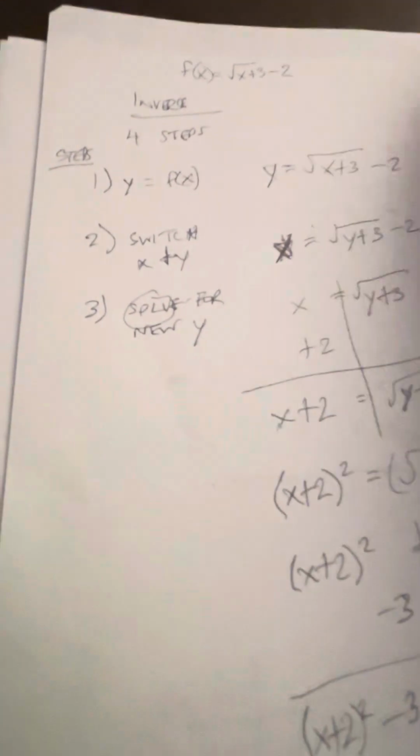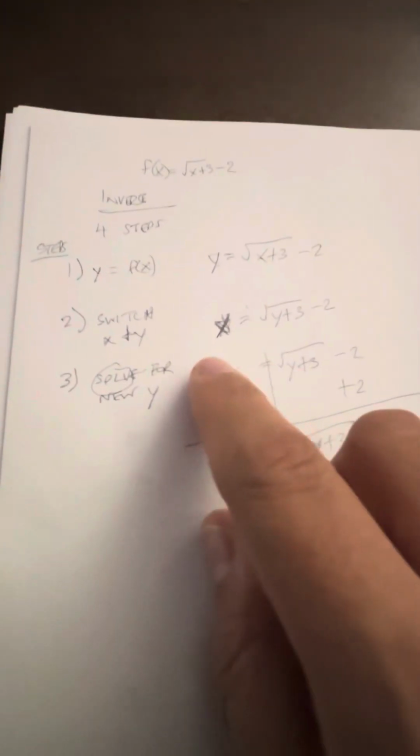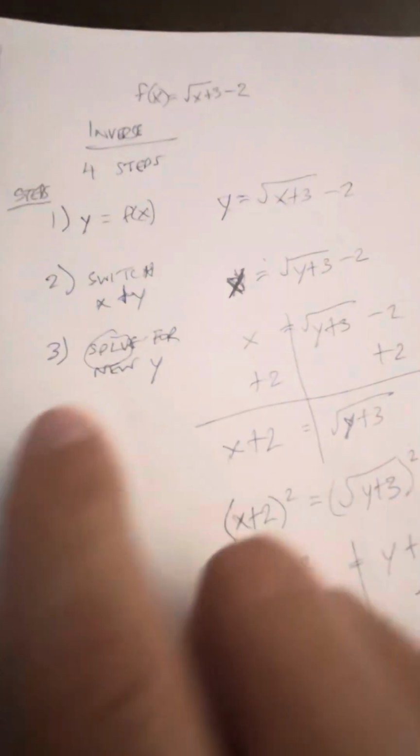Now, you said inverse. If you want to find your inverse, there are always exactly 4 steps, okay? The first step, if you have f of x, which you do here, you're just going to write y. So y equals the square root of x plus 3 minus 2. Second step, you're just going to swap your x and y. So instead of y equals, it's going to be x equals the square root of y plus 3 minus 2.